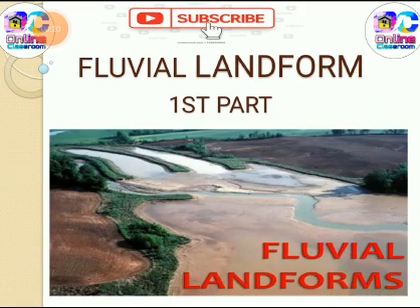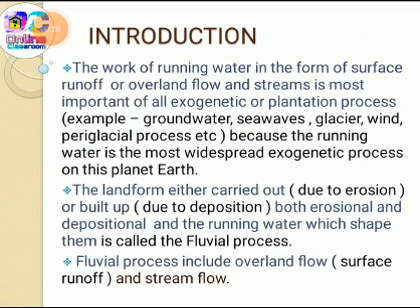Now going straight towards the topic, we need to understand what the word fluvial means to us. Sometimes we relate the word fluvial with water. So here also the work of the running water is in the form of surface runoff or overland flow, and the stream is most important to all the exogenetic processes, and the running water is mostly widespread in the exogenetic processes on this earth.